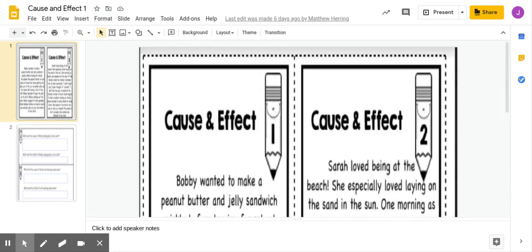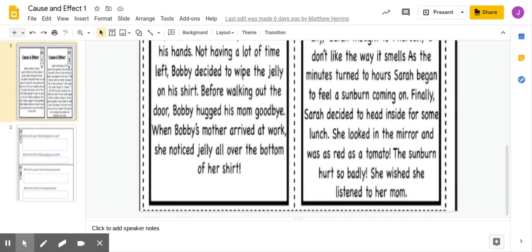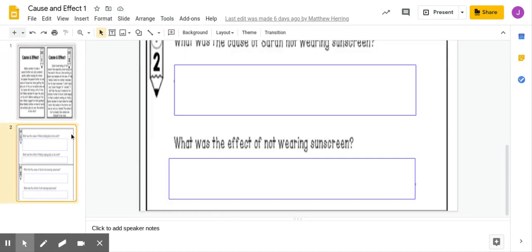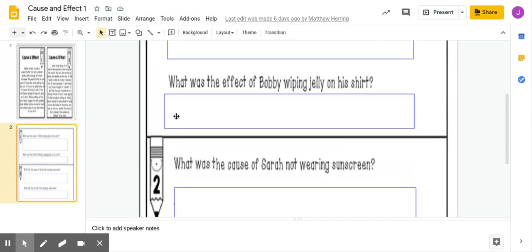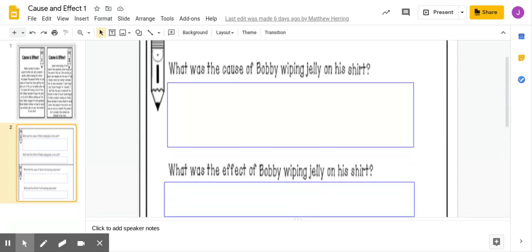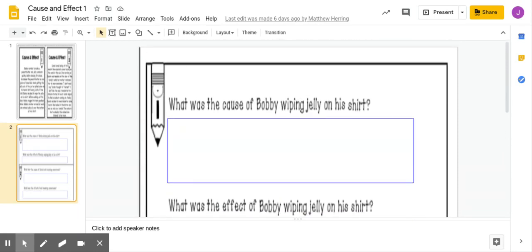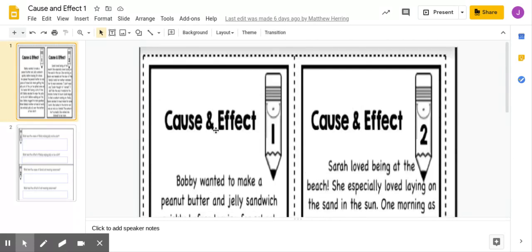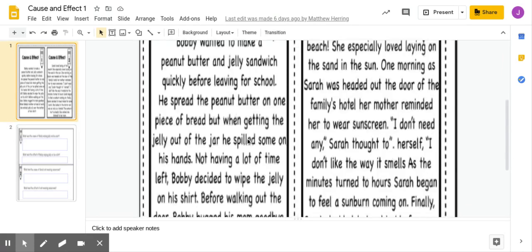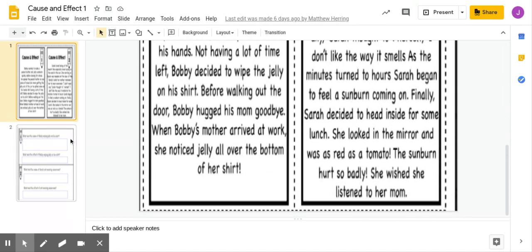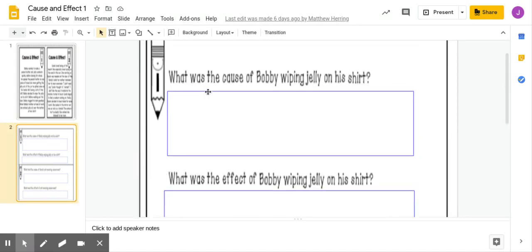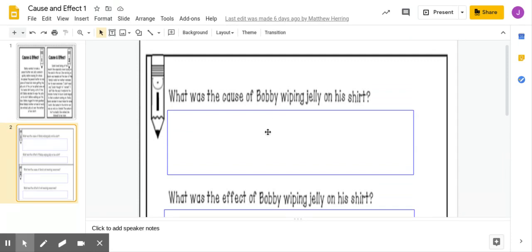So this is going to be our assignment today. You're going to read these two passages, and I'm going to go ahead and read them for you if you would like to follow along. After we get done with each passage, we're going to come down here. So we're going to read passage one first, and then we're going to come down to the second page, and we're going to look for the pencil that says number 1, and then we're going to type our answer in right here. So you'll just click in the blue rectangle, and then you're going to be able to start typing.